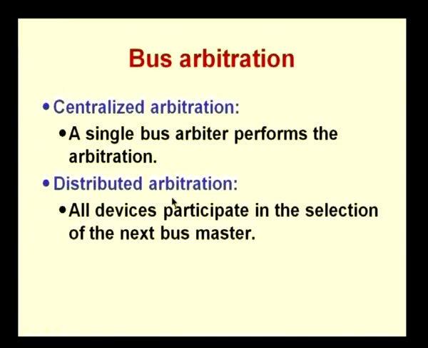Another mechanism for doing the arbitration is the distributed arbitration mechanism. Here, all the devices participate together in the selection of the next bus master. That is, every device will put out some information, and then we look at the information on the bus and together, in a cooperative manner, determine who has to become the bus master. We will take an example of both centralized and distributed arbitration mechanisms and see how they work.